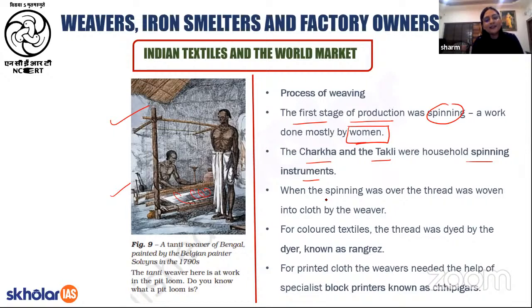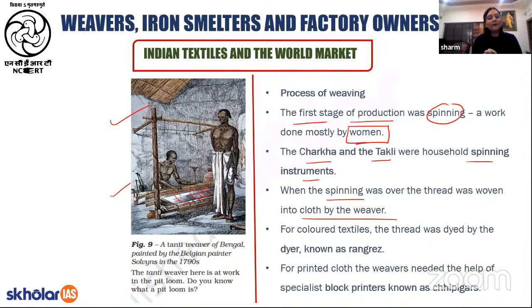Then students, once the spinning is done, the cloth is woven by the weaver. Okay. So right now I have told you that the process of weaving involves two stages. One is spinning and one is weaving. Spinning is done by women and weaving is done by men. Okay. So you have to remember this distinction, that at what stage which gender is more important.